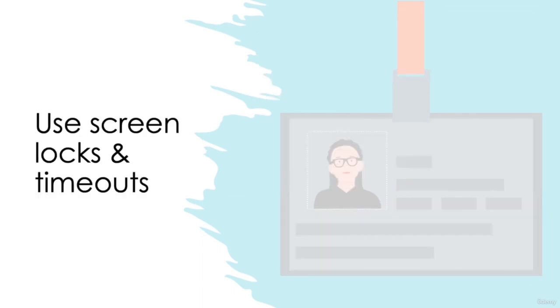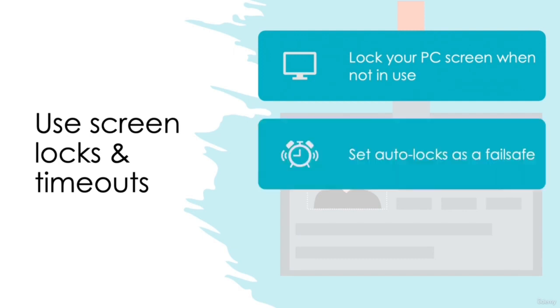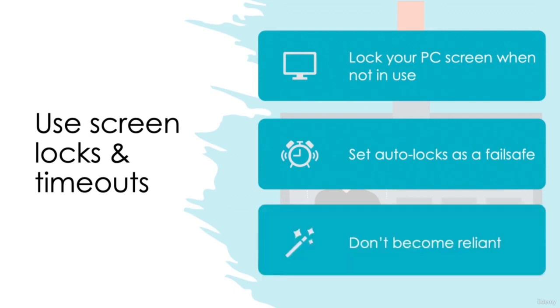Use screen locks and timeouts. Sometimes it's impossible to carry all personal belongings with us, for example desktop computers. So try to get into the habit of locking your screen when it isn't in use or you're away from your desk. As a fail-safe, it's also worth utilising the timeout options on your computer, meaning it will lock itself automatically after a certain period of inactivity, though be sure not to become reliant on this.